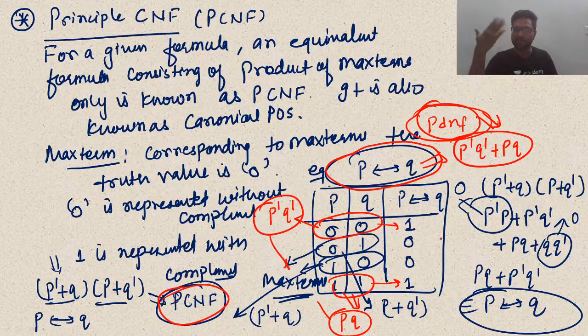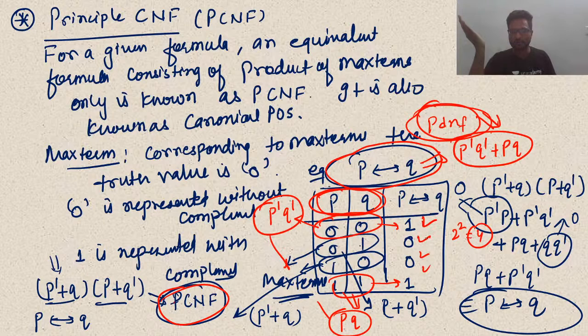Similarly, for two expressions, two expressions are the same if and only if the PCNF form of both are the same. Third one: let's say there are two variables. How many rows are there? 2 raised to power 2, 4. If there are n variables, there will be 2 raised to power n rows. So the number of min terms plus the number of max terms will be equal to 2 raised to power n.